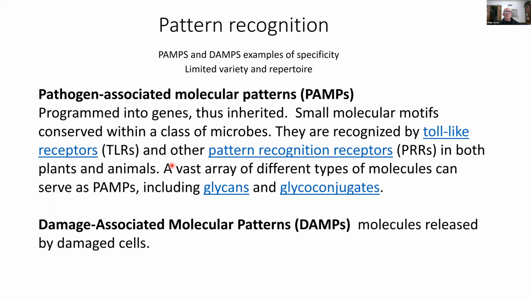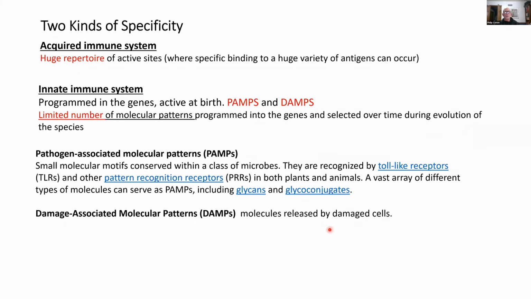And so this functioning of the innate immune system is often called pattern recognition, and the receptors are called pattern recognition receptors. That's all I really need to say about that. So this is really the same stuff.